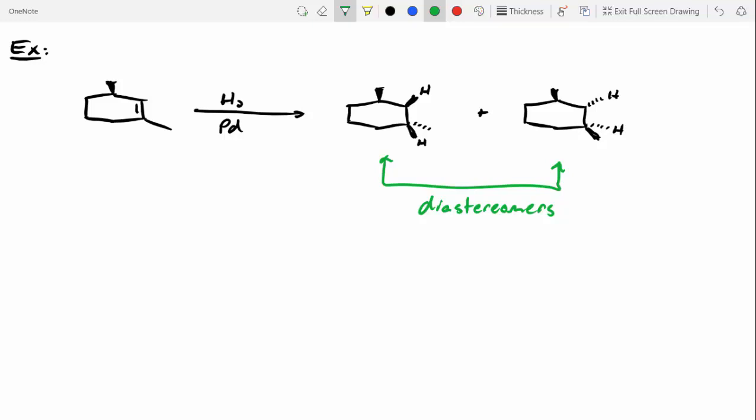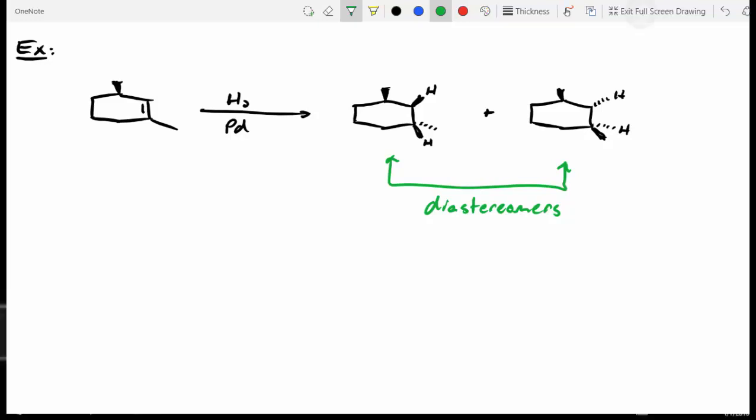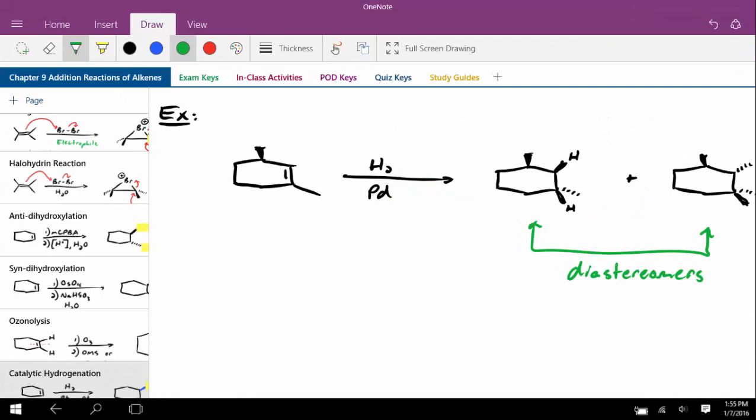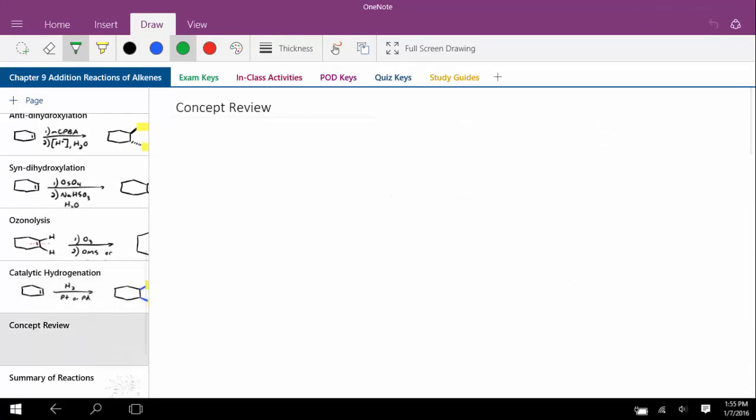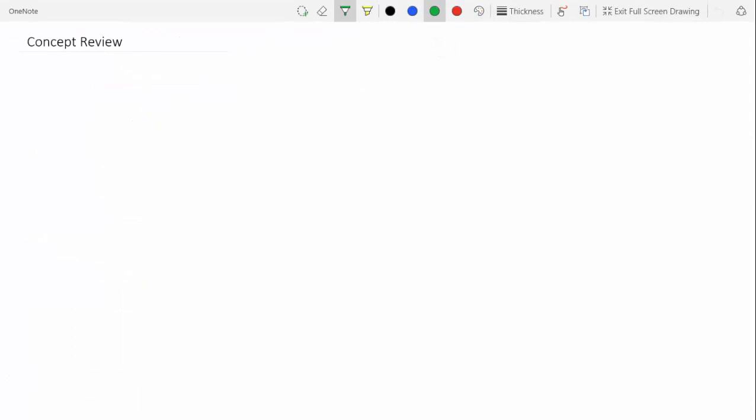All right, so that's our last reaction. But what I wanted to do before we go into some more practice problems is go through a review guide for this chapter. So a concept review. There are a few key things that I wanted you guys to remember from this chapter. The first one is Markovnikov versus anti-Markovnikov.